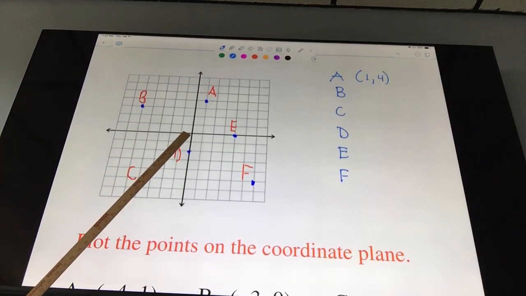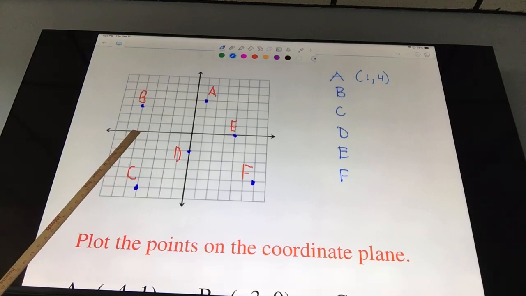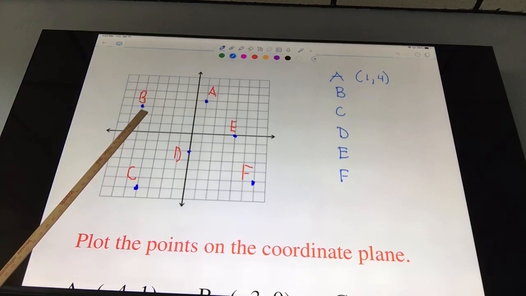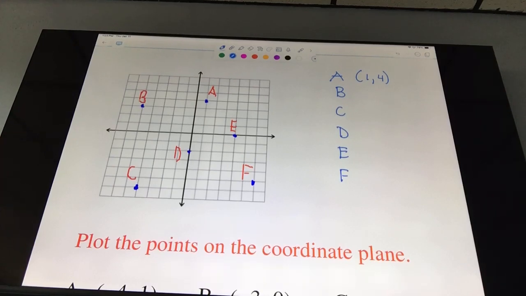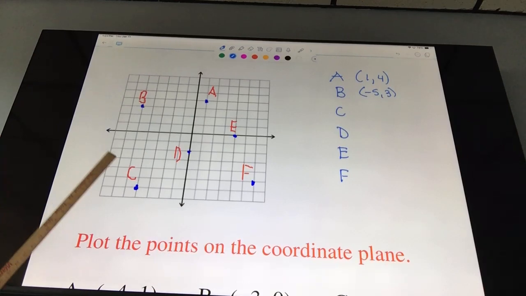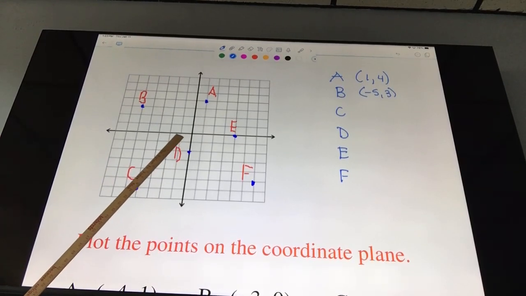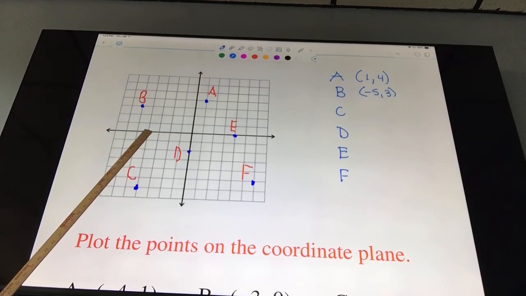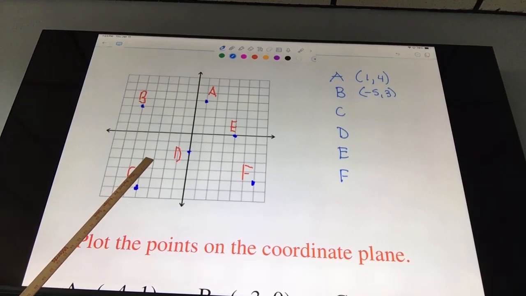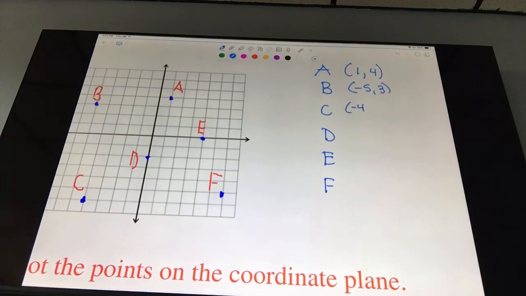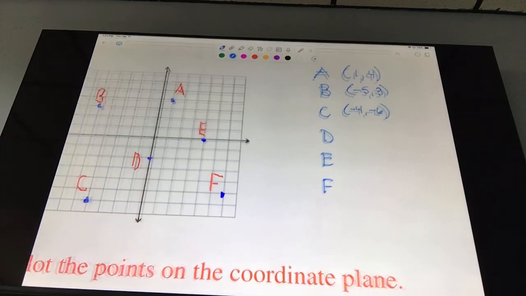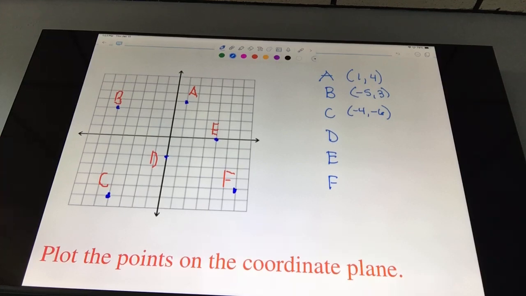B, negative 1, negative 2, negative 3, negative 4, negative 5, positive 1, 2, 3. So negative 5, positive 3. C, 1, 2, 3, 4. So negative 4. 1, 2, 3, 4, 5, 6. Negative 4, negative 6. What if you flip those? They're wrong. That's why it's called an ordered pair. The order is important.